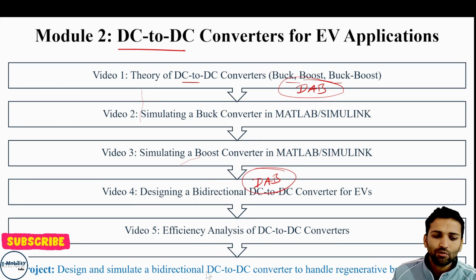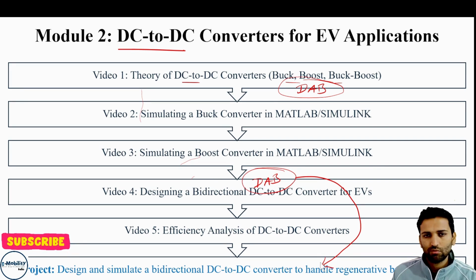Lastly, a design and simulation of a bidirectional converter will be considered to handle regenerative braking. So this DAB converter will be taken further, and we'll be designing this DAB converter in detail, from the control side to the main circuit side. So the complete project will comprise the bidirectional DC-DC converter.